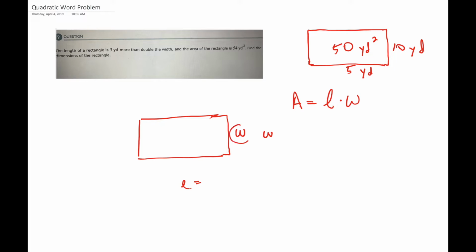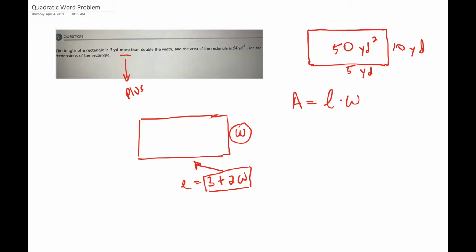Then the length, how do we set up the length? Well, more means plus, right? So it says 3 yards more, so plus, then double the width. What is double the width? Double means, what if you double $3? Yeah, multiply by 2. So 3 yards more than double the width. That's our L.